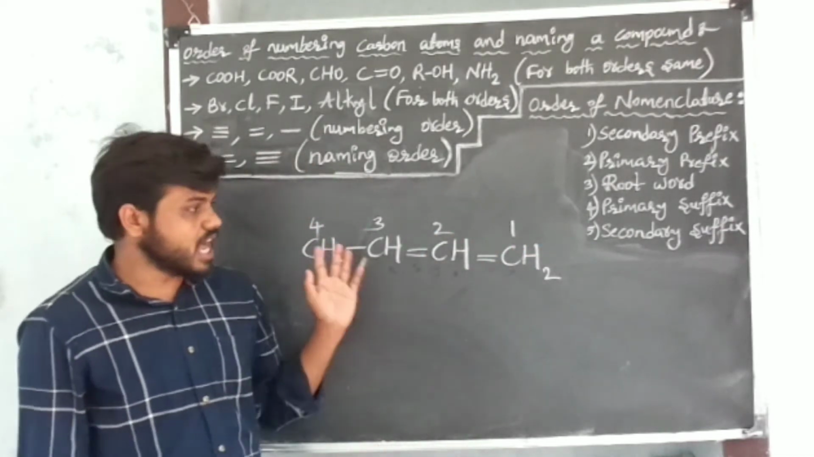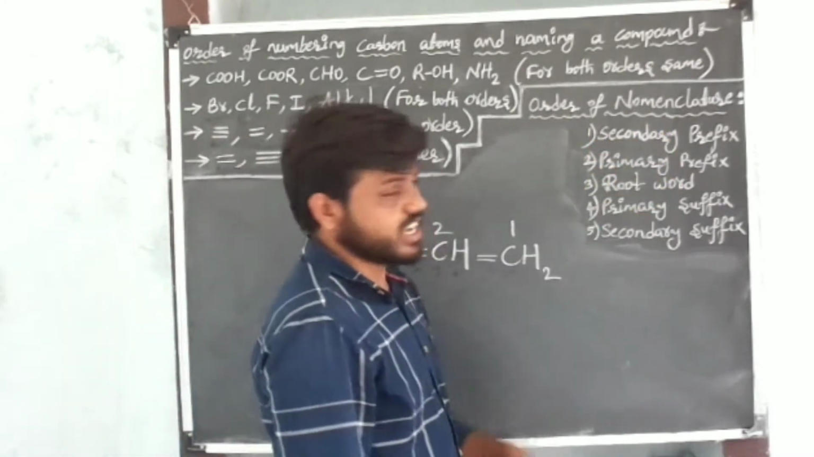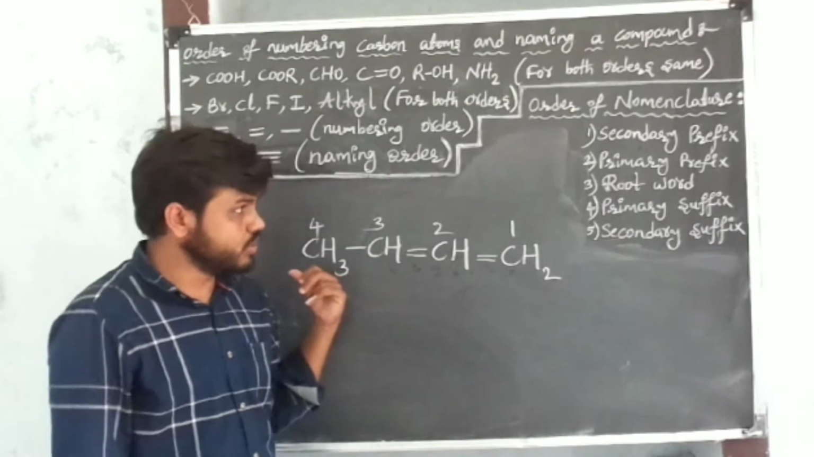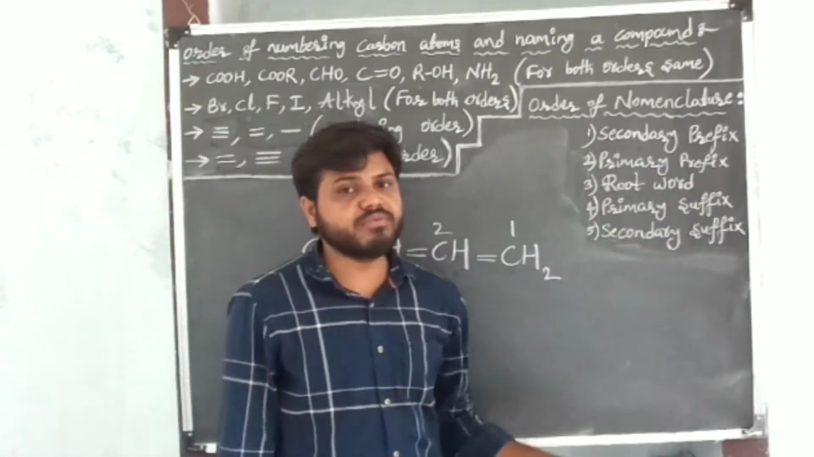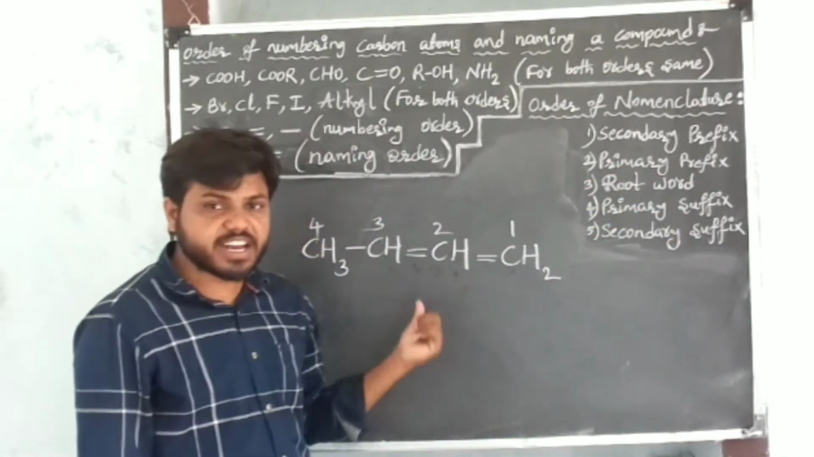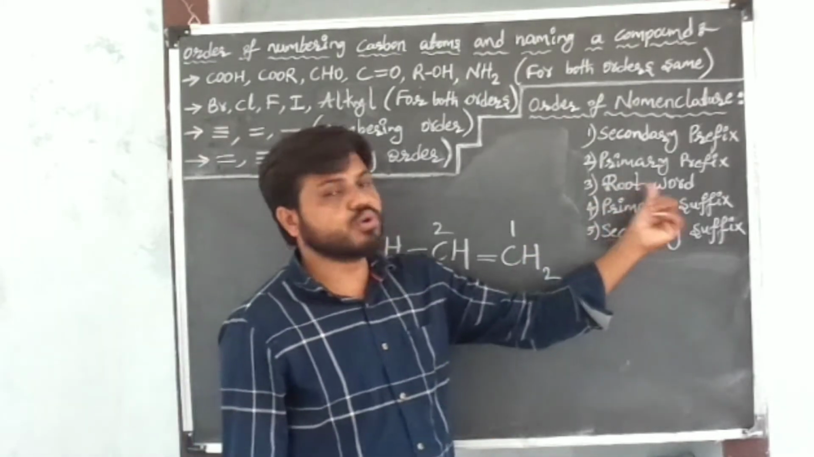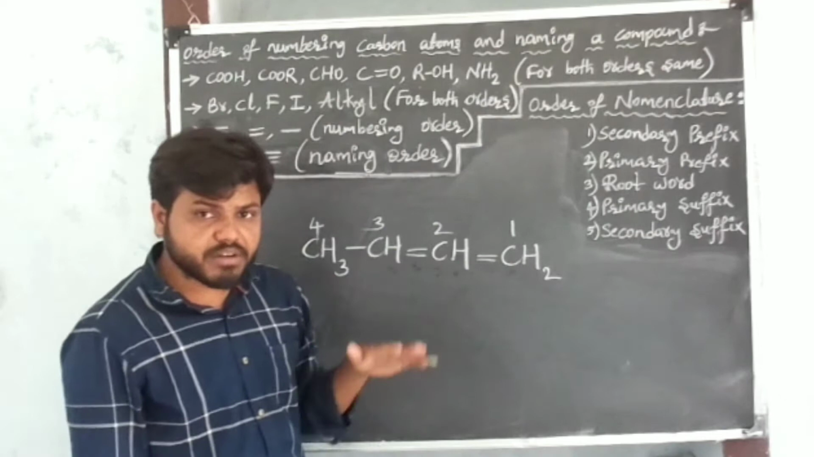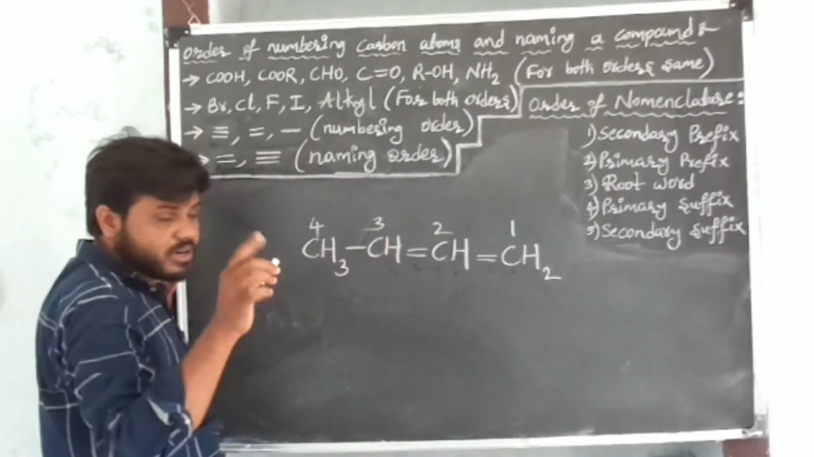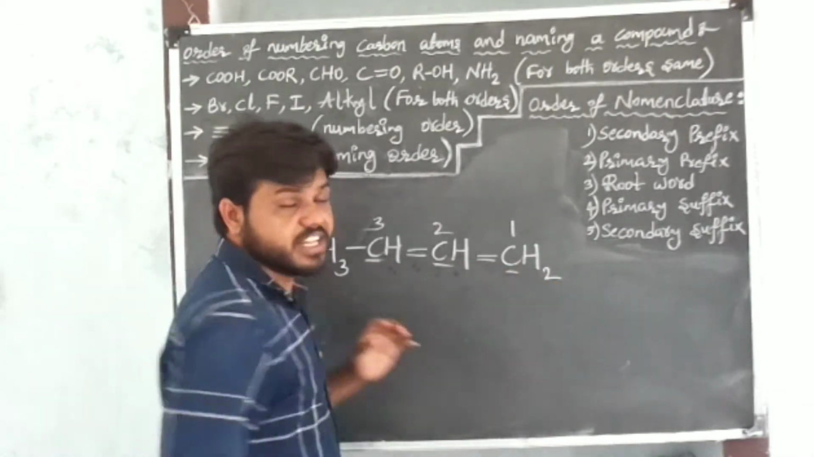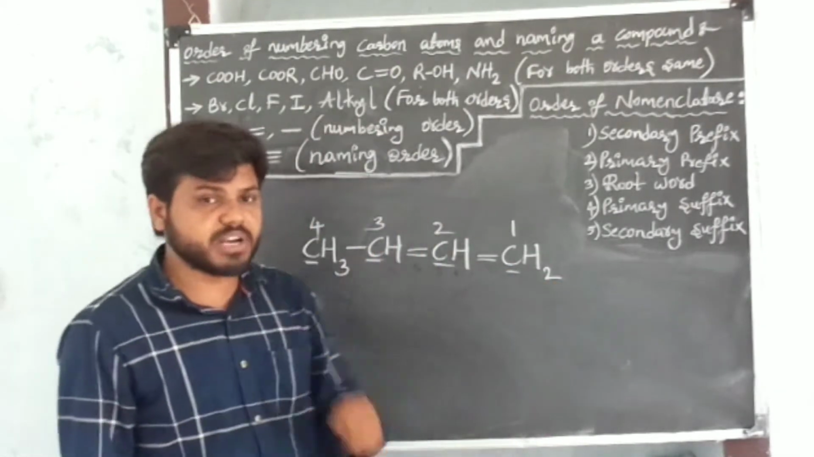After giving numbers, write the secondary prefixes. Secondary prefixes are not there in the given carbon compound. Then go to the primary prefix, which is cyclic. Cyclic is also not present. Then go to the root word. Root word means the number of carbon atoms. In the given compound, there are 4 carbon atoms: 1, 2, 3, 4.